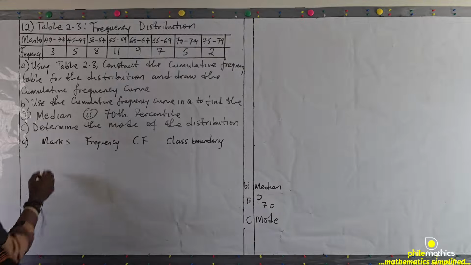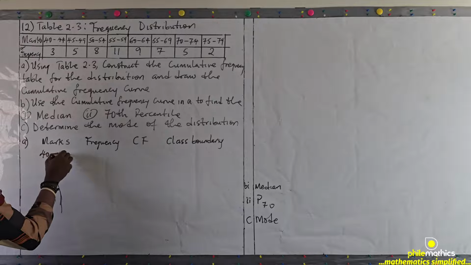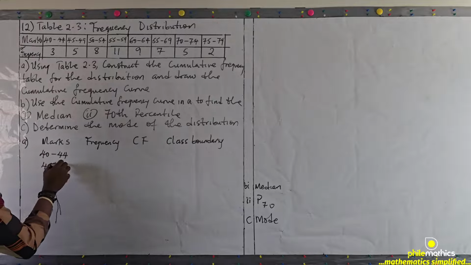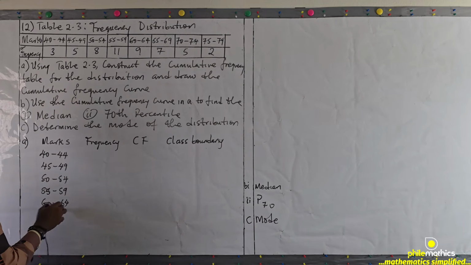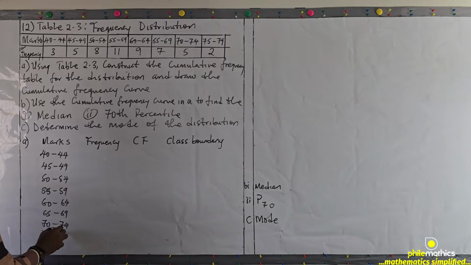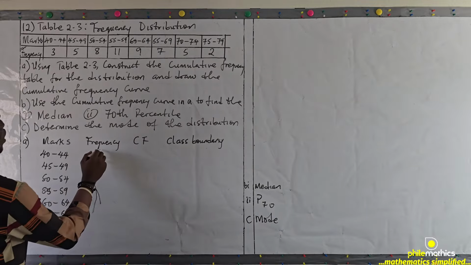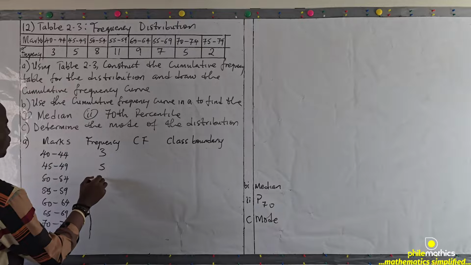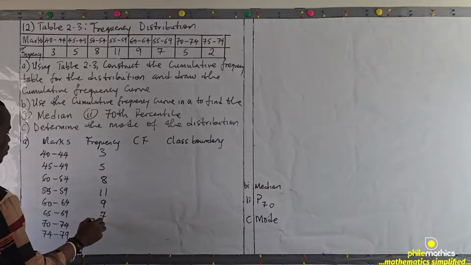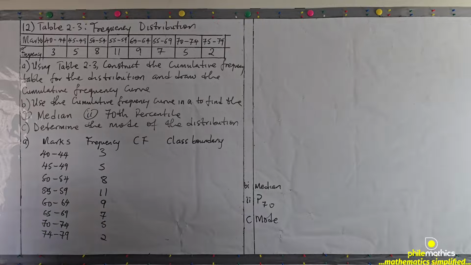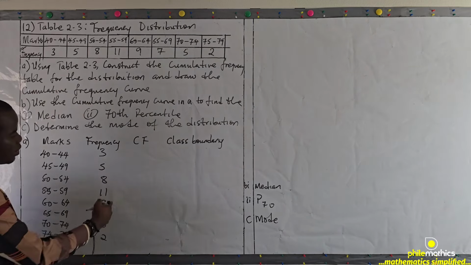So for the max, we have 40 to 44, 45 to 49, 50 to 54, 55 to 59, 60 to 64, 65 to 69, 70 to 74, 75 to 79. For the frequency, we have 3, 5, 8, 11, 9, 7, 5, 2. Cumulative frequency is simply adding this cumulatively.